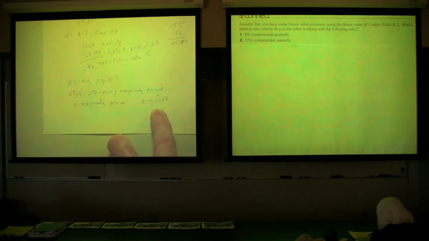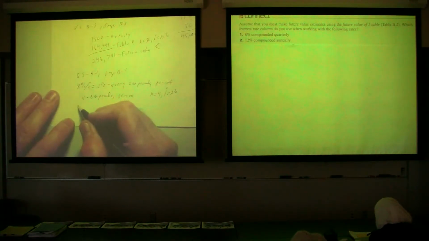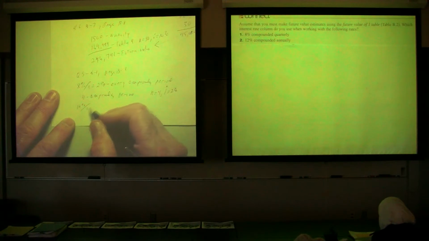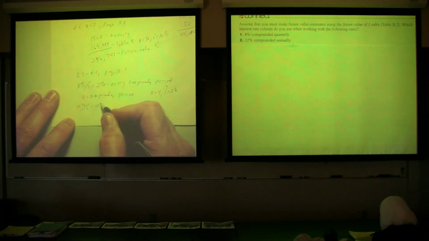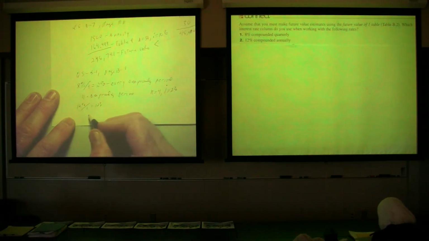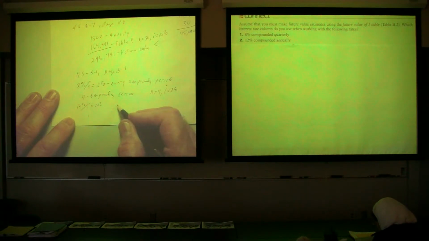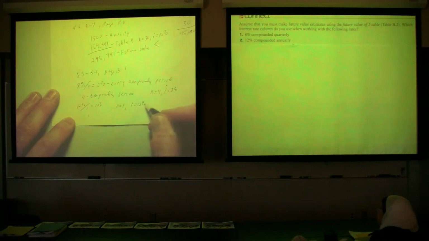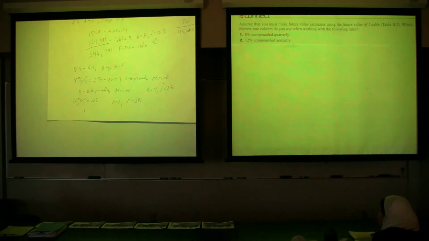12% compounded annually. Well, 12% divided by 1, it'll be 12% per compounding period, and there's 1 of them. So here you have an N of 1, because it is 1 year, and an I of 12%, because that's the rate in that 1 compounding period. Sound good? All right, why don't you guys do 3 and 4?